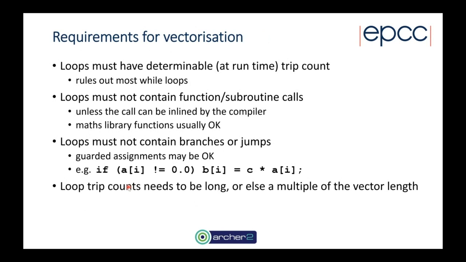Okay, in terms of actual code requirements, the compiler generally needs loops to have a determinable trip count at runtime. That means you can't have unbounded while loops that are vectorized. So do loops or while loops where you break out of them are going to be a problem for vectorization. That's because the compiler is turning your code into something which does multiple iterations of a loop at once.